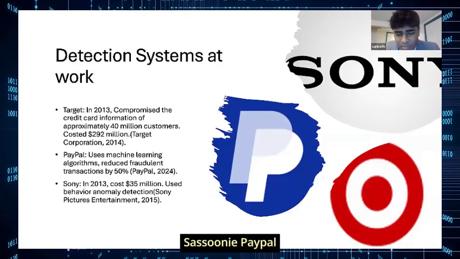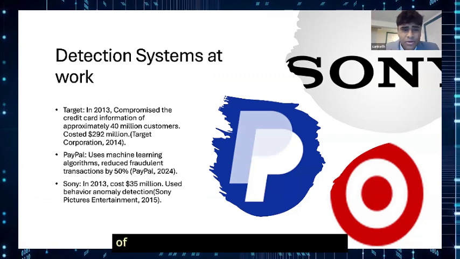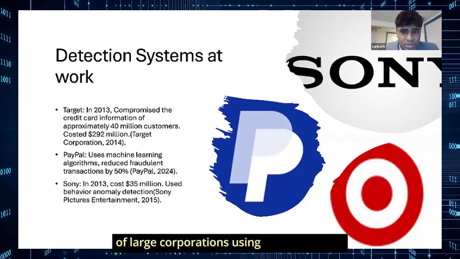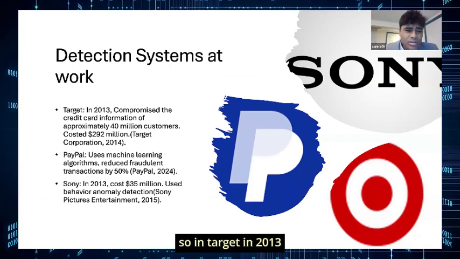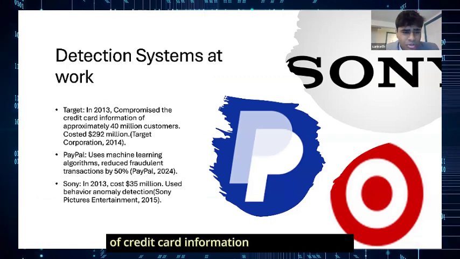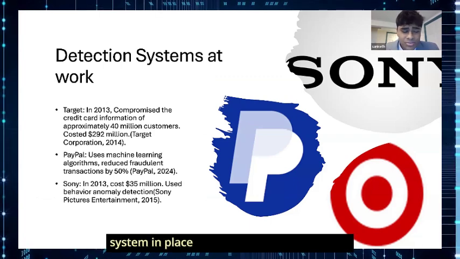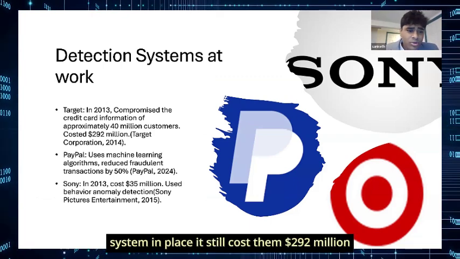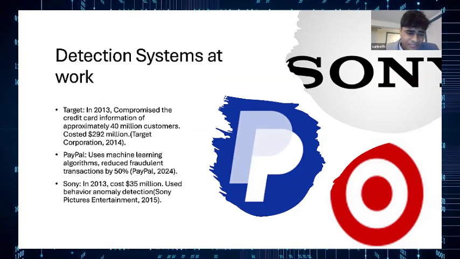So Sony, PayPal, and Target are each examples of large corporations using anomaly detection. In Target, in 2013, 40 million customers' credit card information was compromised. And even though they had an anomaly detection system in place, it still cost them $292 million. And the detection system didn't pick up on it.